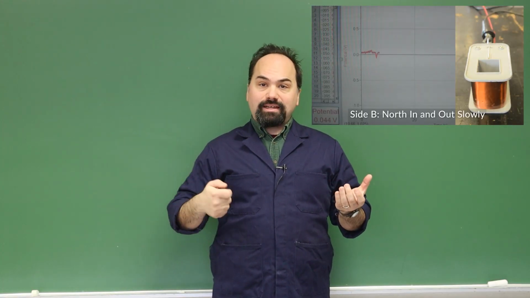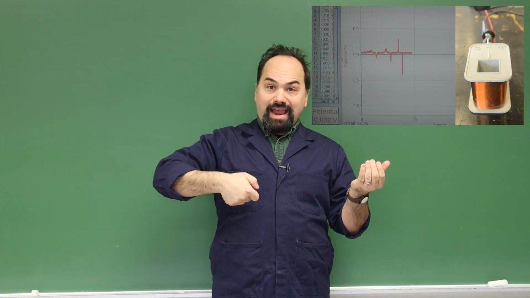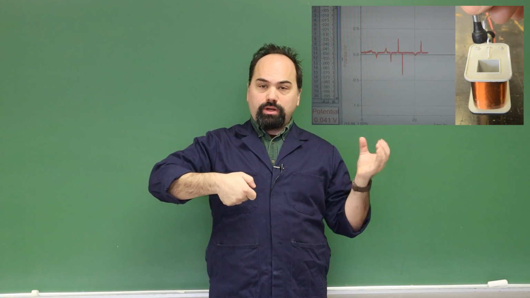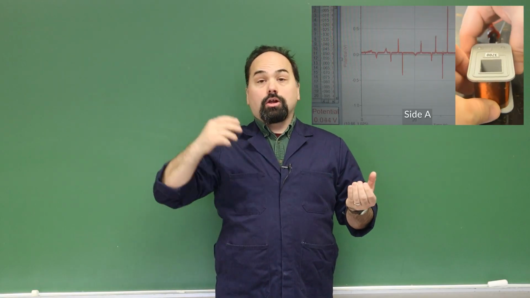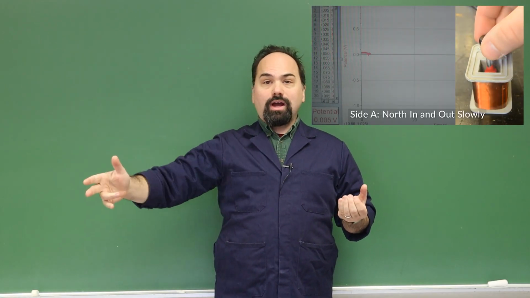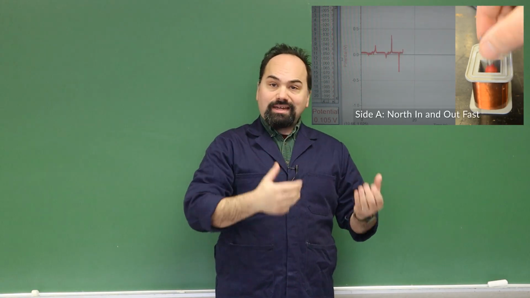So as the magnet can enter and exit the coil through side A of the coil or side B of the coil, the north side of the magnet or the south side of the magnet, Logger Pro will be watching the EMFs that are being induced in that coil.